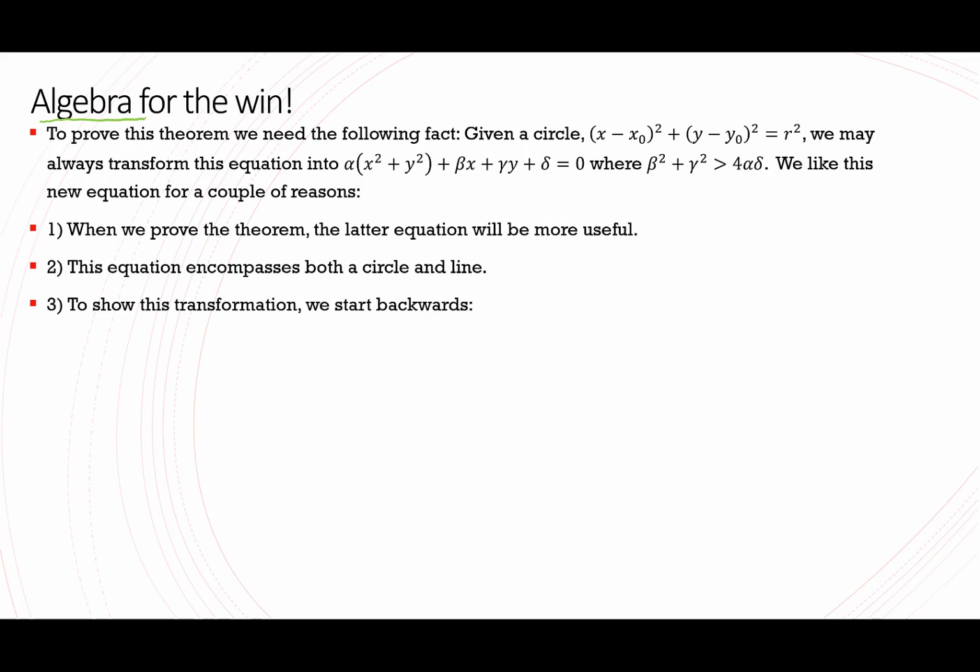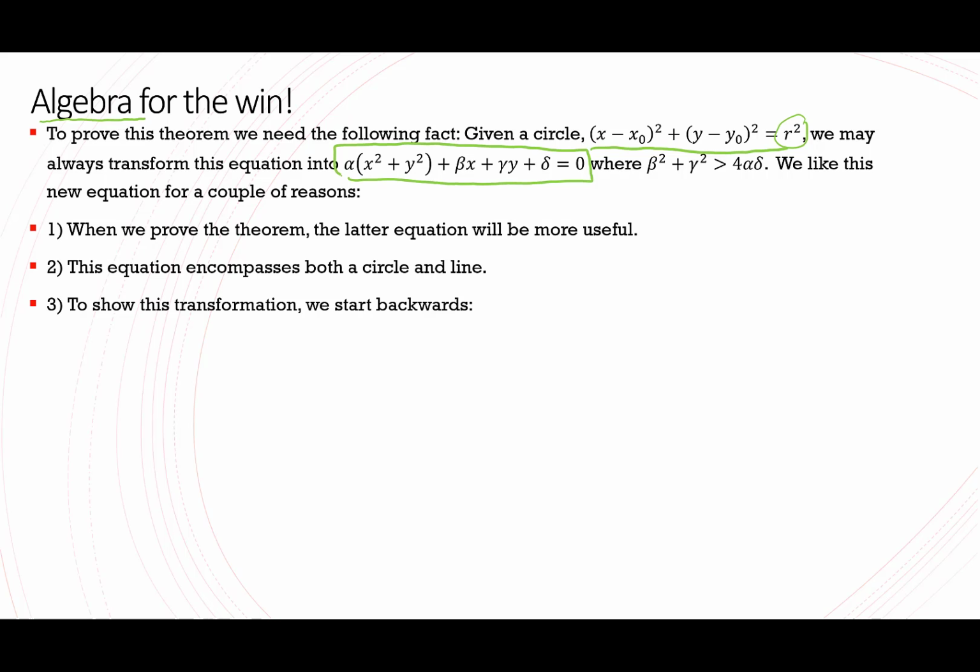So let's suppose that we have a circle. Now, just like in real land or calculus, circles are given by the following equation: r squared, our radius squared, is equal to x minus x naught squared plus y minus y naught squared. Now, if we're given a circle, we can always transform it, and this is going to sound really funny, into this equation here: alpha times x squared plus y squared plus beta x plus gamma y plus delta is equal to 0, where beta squared plus gamma squared is greater than 4 alpha delta.